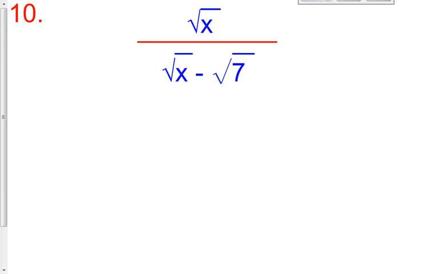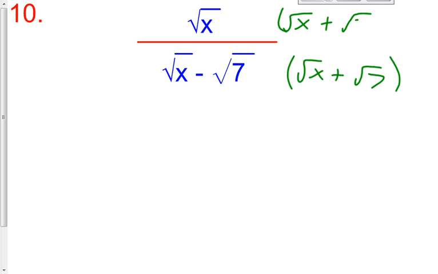Why don't you guys try number 10 on your own, pause the video, and then check your work with mine after you're done. Hopefully you multiplied by the complex conjugate, which is the square root of x plus the square root of 7. Square root x plus square root 7.